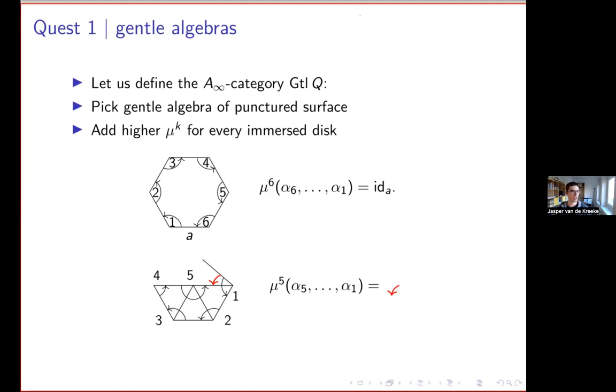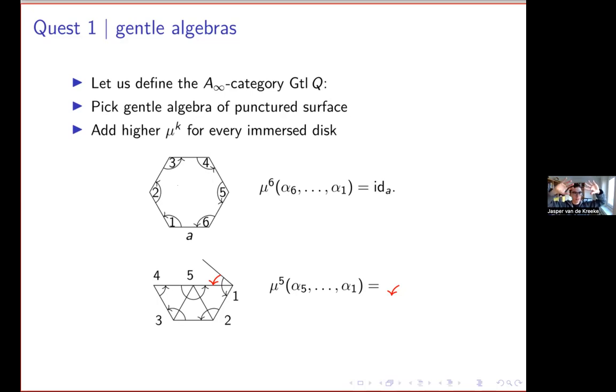As I announced, we wanted to put some A-infinity structure on this, which is nowadays regarded as an essential part of the gentle algebra. So never study these gentle algebras of punctured surfaces without it. What you do is add a higher product for every immersed disk. What is an immersed disk? An immersed disk means you stitch together a bunch of polygons.